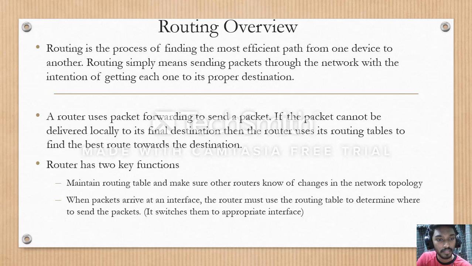The router basically has two key functions. First is to maintain the routing table. It makes sure that the other routers know of changes in the network topology. Secondly, when packets arrive at an interface, the router must use the routing table to determine where to send the packets. It switches them to the appropriate interface.